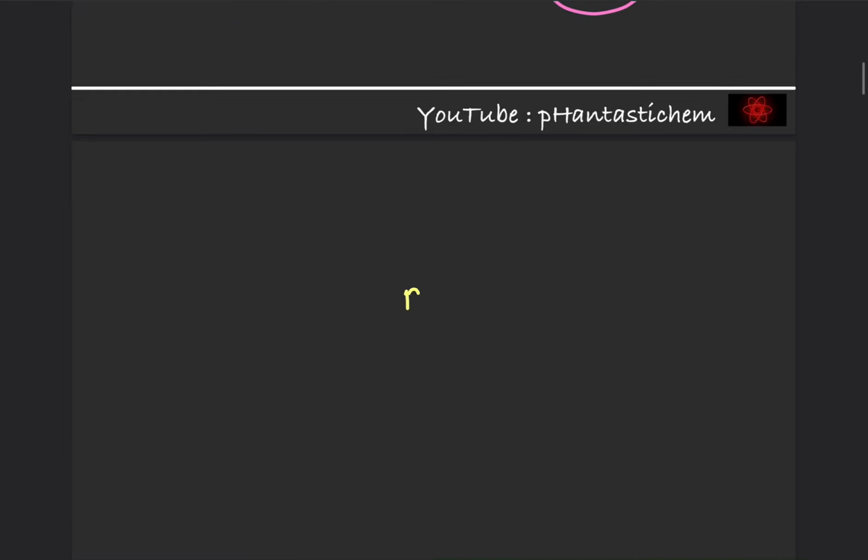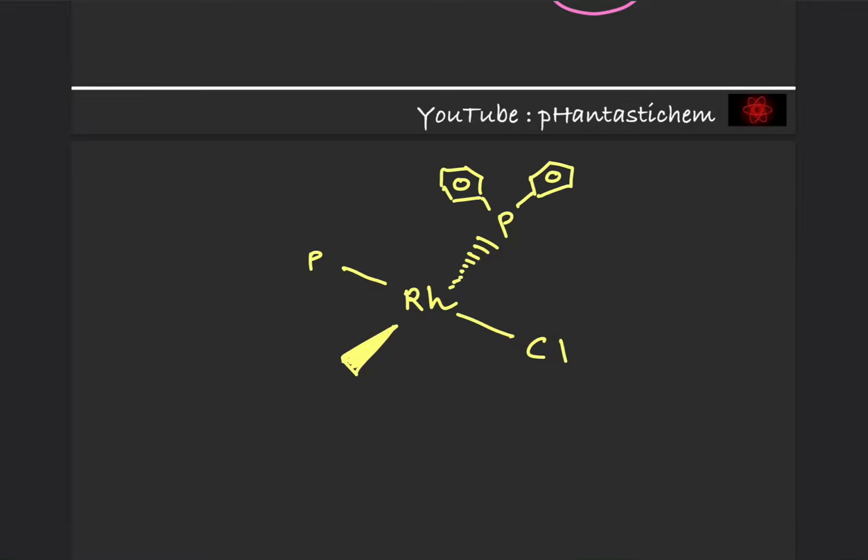The structure of this will look something like this. The central metal atom is rhodium, which is connected to phosphorus. This bond is in the plane. This bond is in the plane. This bond is above the plane. This bond is behind the plane. And again, this is on the plane. So this is connected to phosphorus, which is connected to 3 benzene rings.